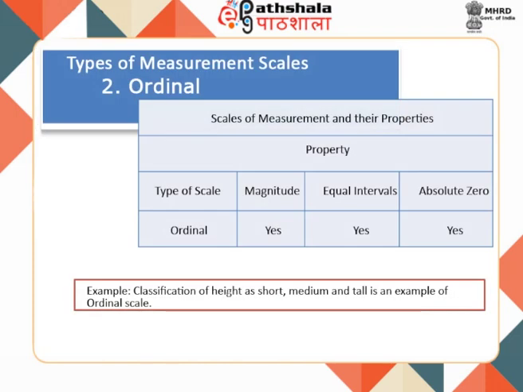An ordinal scale is next up the list in terms of power of measurement. An ordinal scale only lets you interpret gross order and not the relative positional distances. Explaining the ordinal scale in terms of its properties, it has magnitude, but there are no equal intervals and no absolute zero point. Example: classification of height as short, medium, and tall is an example of an ordinal scale.